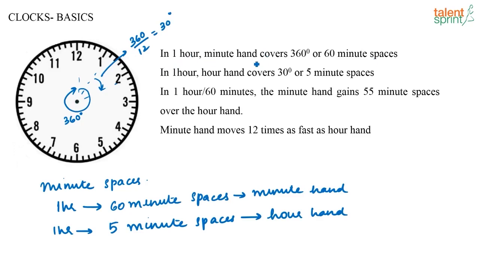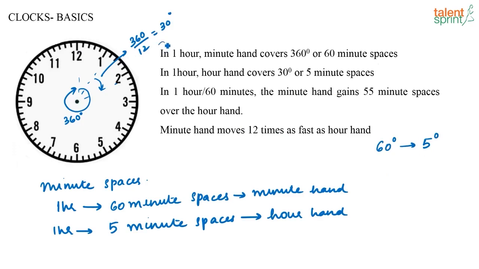See, in 1 hour the minute hand covers 360 degrees or 60 minute spaces. In 1 hour the hour hand covers 30 degrees or 5 minute spaces. And we can also say that in 1 hour, that is in 60 minutes, the minute hand gains 55 minute spaces over the hour hand. Or we can say that the minute hand moves 12 times as fast as the hour hand. Or I can say that the minute hand is 12 times faster than the hour hand.